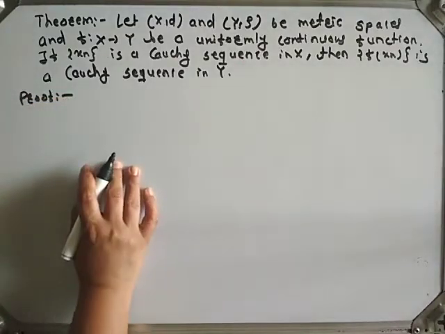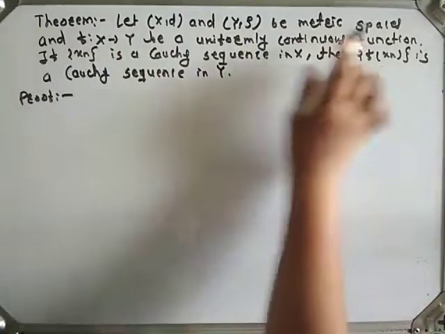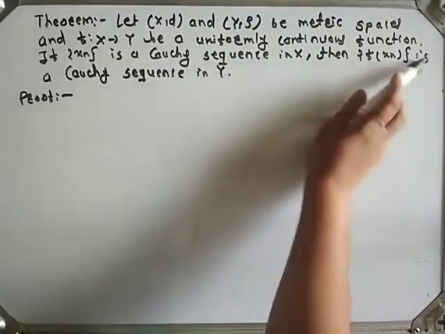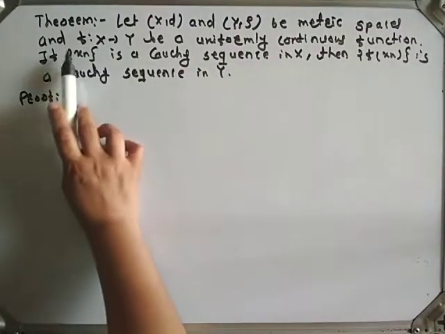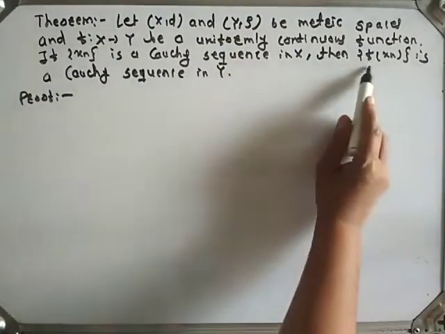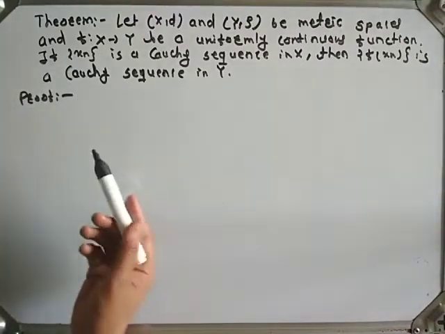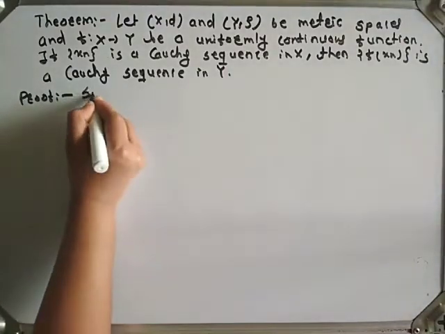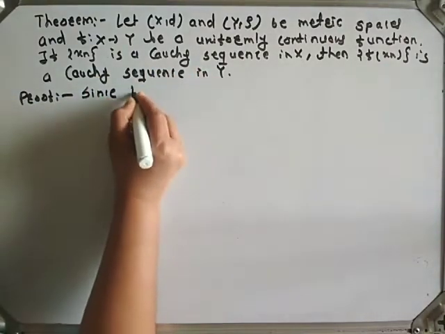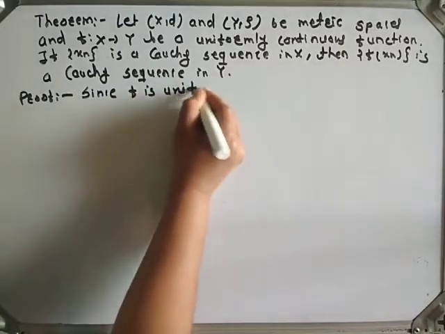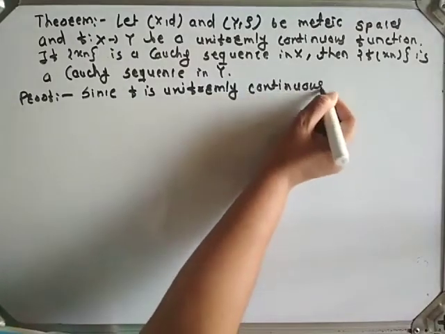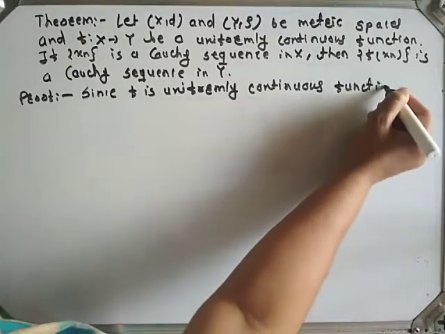See here, what does the theorem say? Let (X, d) and (Y, rho) be two metric spaces. f is a function from X to Y, a uniformly continuous function. If the sequence xn is Cauchy in X, then we have to show that its image is a Cauchy sequence in Y. Okay. In the theorem, we are given that f is a uniformly continuous function.